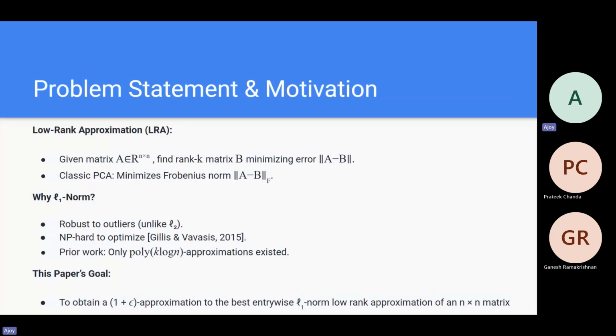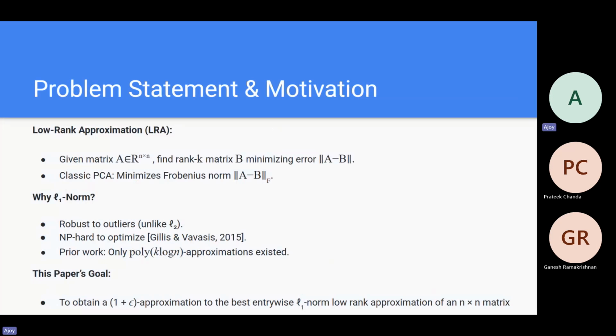So what is low rank approximation? I have already discussed it. Given a matrix in R n cross n, we need to find at most k columns, rank k, from which we can form a matrix B while minimizing the absolute error, A minus B.